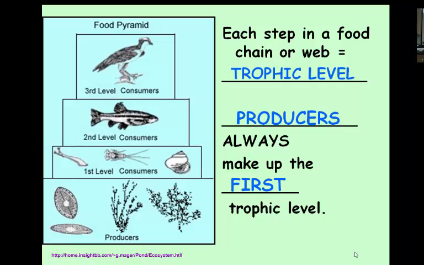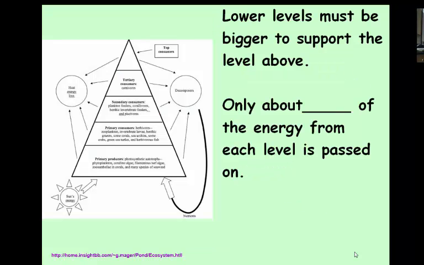We make up that bottom level because we have the most organisms at that level. We also have the most energy at that level. Lower levels must be bigger to support the level above it. Only about 10% of the energy from each level is passed on.